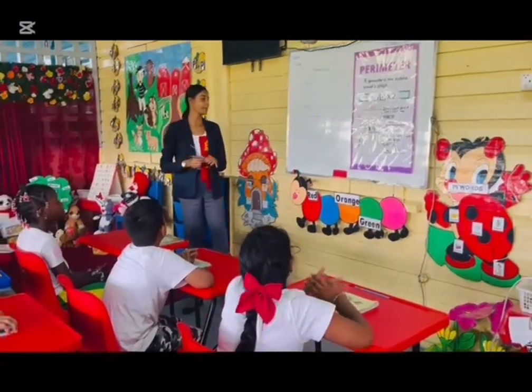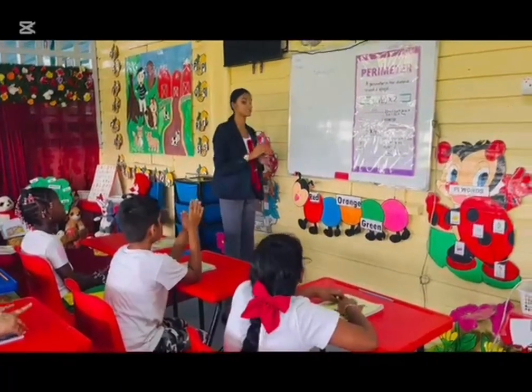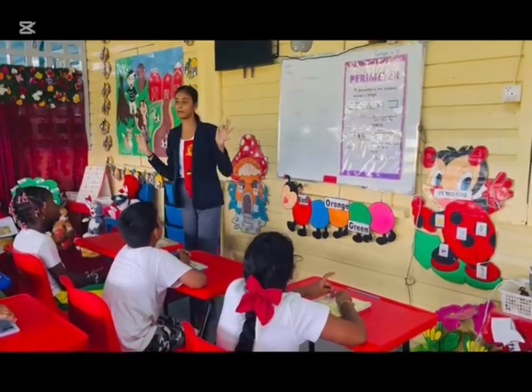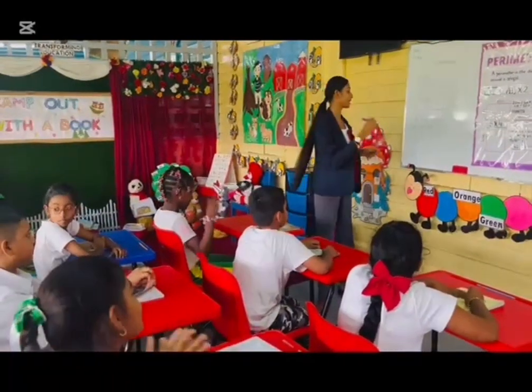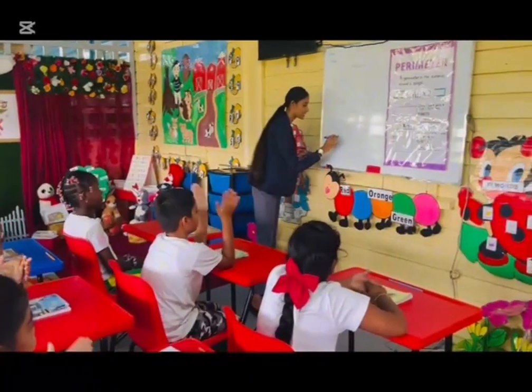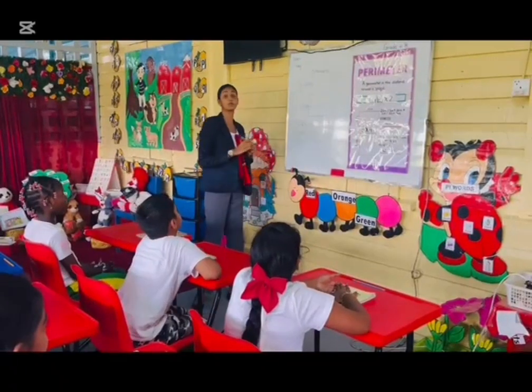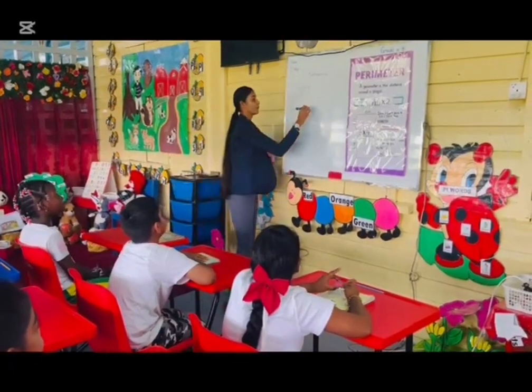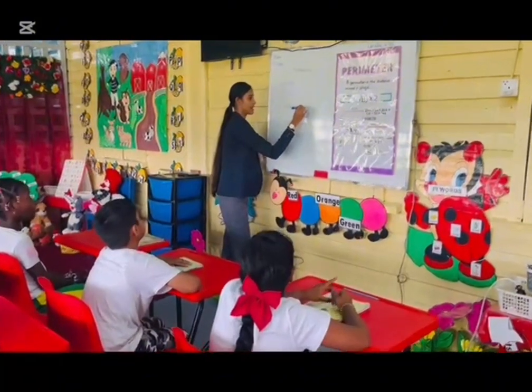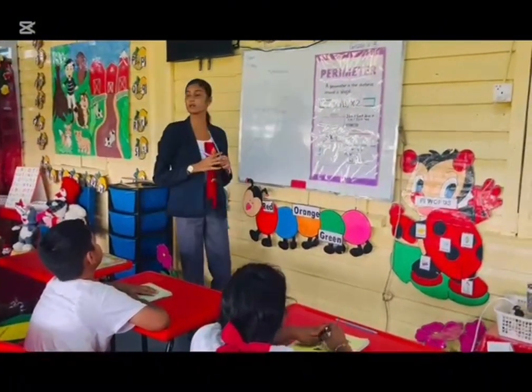Give her a clap. Good. So 10, who can tell me 10 multiplied by 4 is equal to what? 40. Good job. Give her a clap. We have 40 cm. Good. So we can say the perimeter for this square is equal to how much? 40 cm. Good job. Now I'll hand you over to Miss Neha.